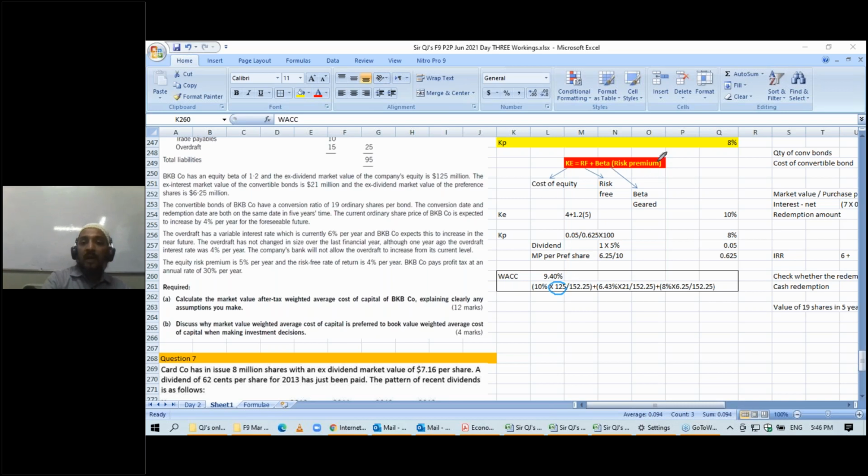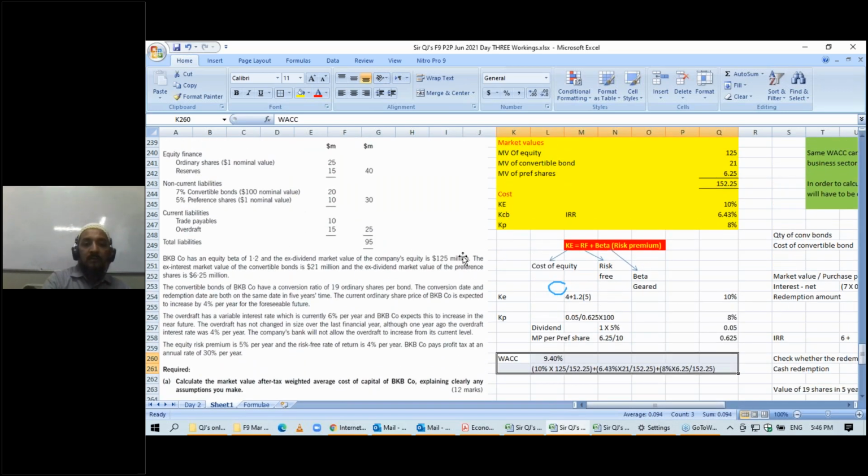Okay, one of the questions was, how did I get the $5 market price? So it is like this. Look, the market value of all the ordinary shares is 125 million, right? And ordinary shares are 25 million, right? So 125 divided by 25 gives you the price of one share. So that's how I get it.